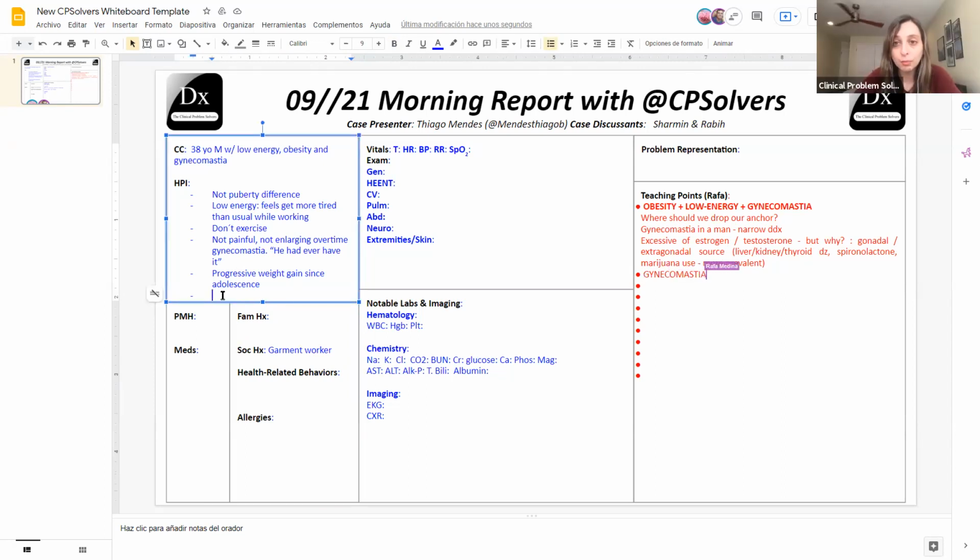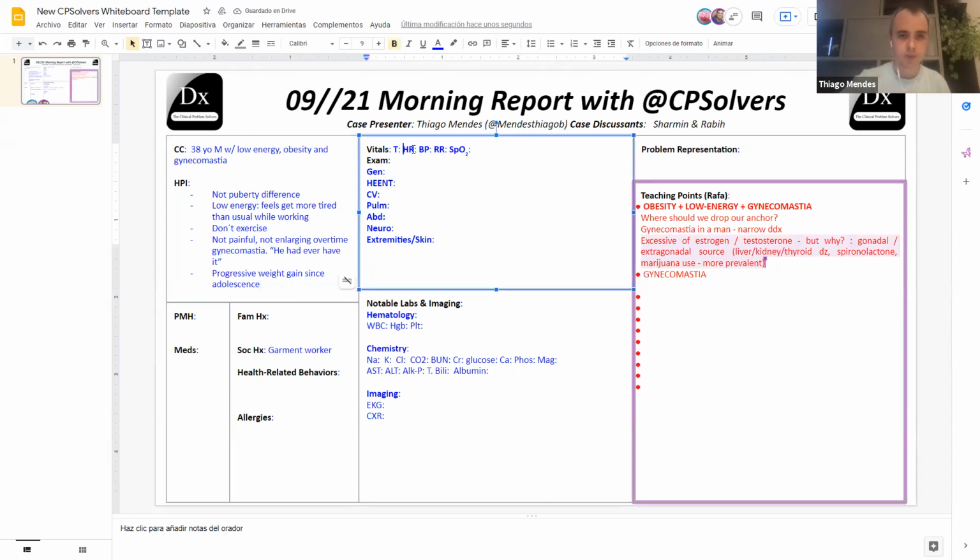Okay. So for the physical exam, blood pressure normal, 120 over 70, heart rate 78, height 107 centimeters, weight 108 kilograms, BMI 30.9. For cardiovascular, abdominal, pulmonary, everything is normal, thyroid normal.